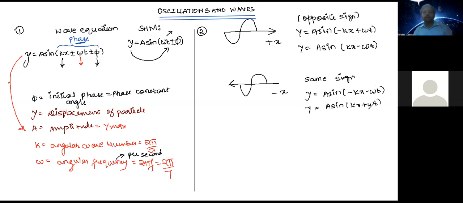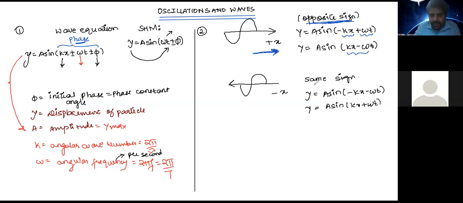Confirm this. Atul, now repeat: whenever the two terms in the phase, each one is called a term, are opposite in sign, then this is the equation of a wave which is traveling in the positive x direction.